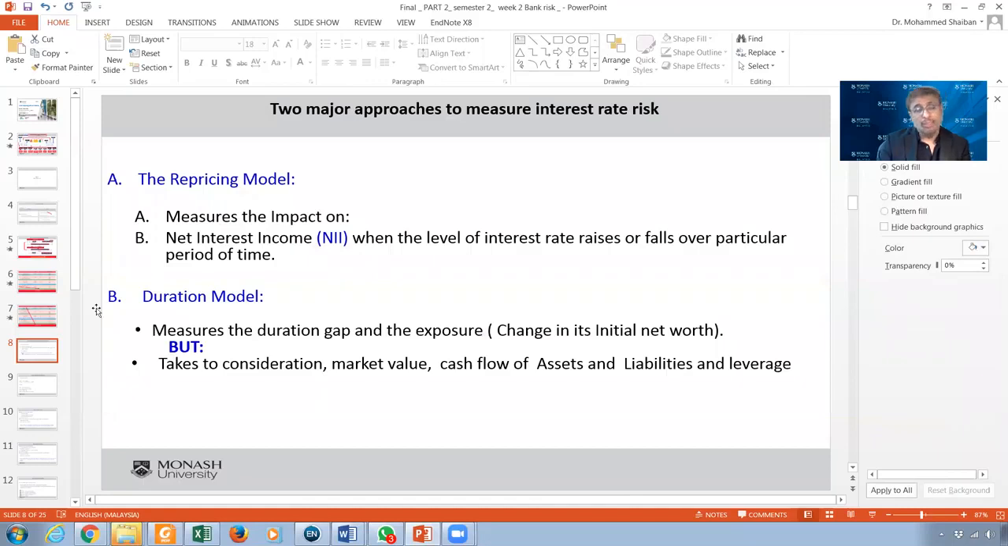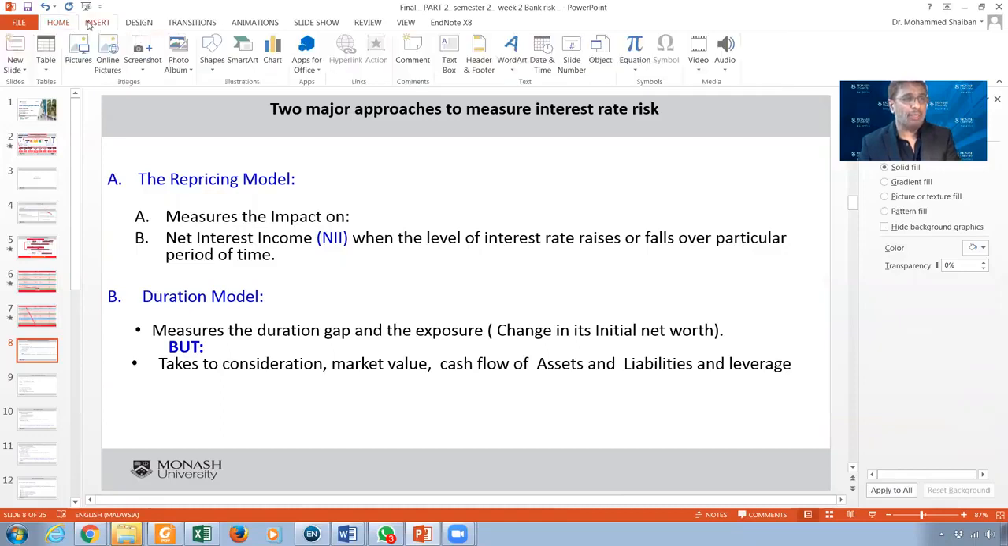Now, how to measure it? This is how it comes. As I told you, when we measure any risk, we want to know what it is and how it comes, like what we showed you. We have the reinvestment risk and the refinancing risk. But then to measure it, we have 2 models, and this is what we're actually going to do for the rest of these slides. One called the repricing model, and the other one called the duration model. We will start with the repricing model.